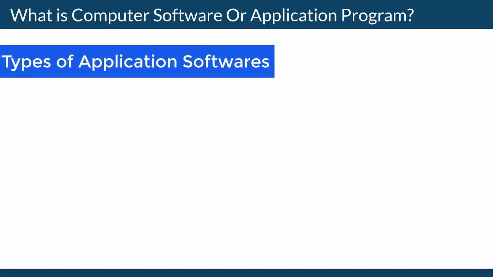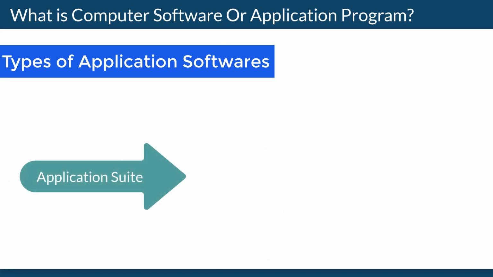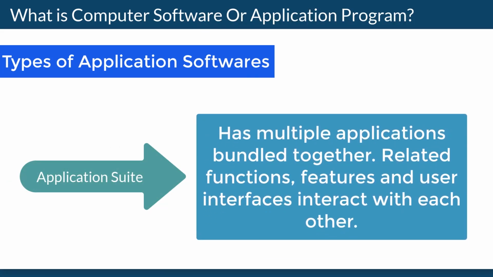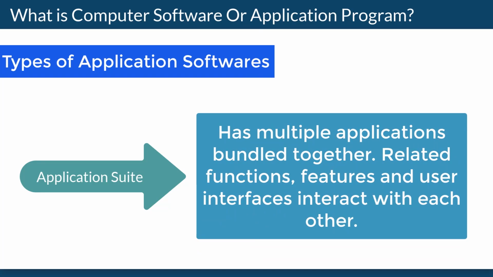Let's look into the types of application software. Application suite has multiple applications bundled together. Related functions, features, and user interfaces interact with each other.